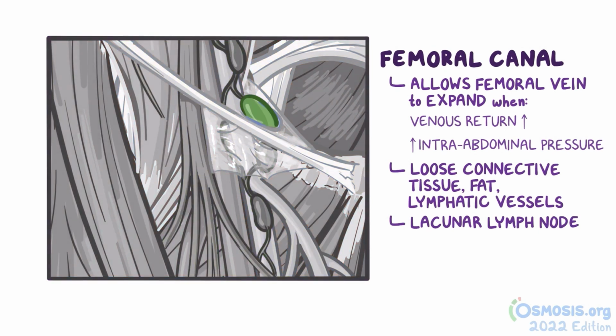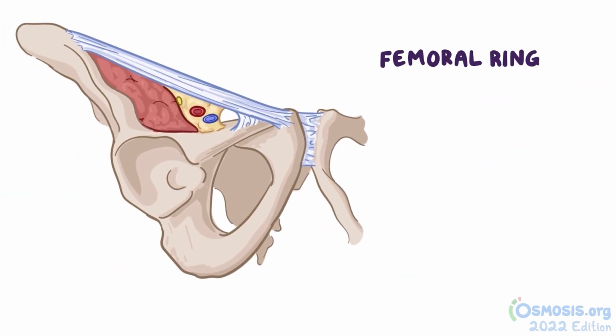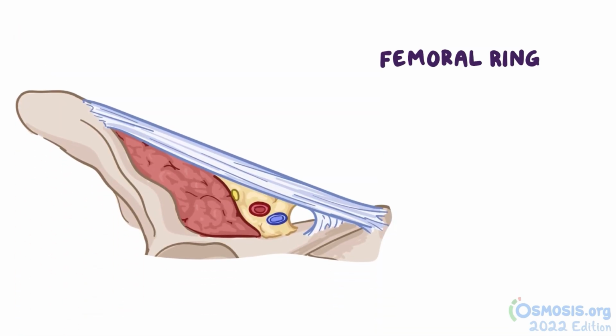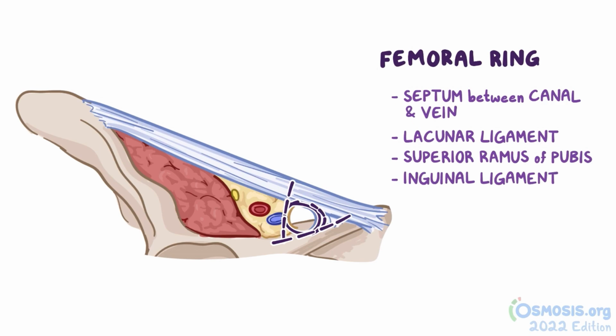Something else to know is that the proximal end of the femoral canal that opens up into the abdominal cavity is a femoral ring, about the size of the tip of the little finger. The femoral ring is bounded laterally by the vertical septum between the femoral canal and femoral vein, medially by the lacunar ligament, and posteriorly by the superior ramus of the pubis, which is covered by the pectineus muscle and its fascia, and anteriorly by the medial part of the inguinal ligament.